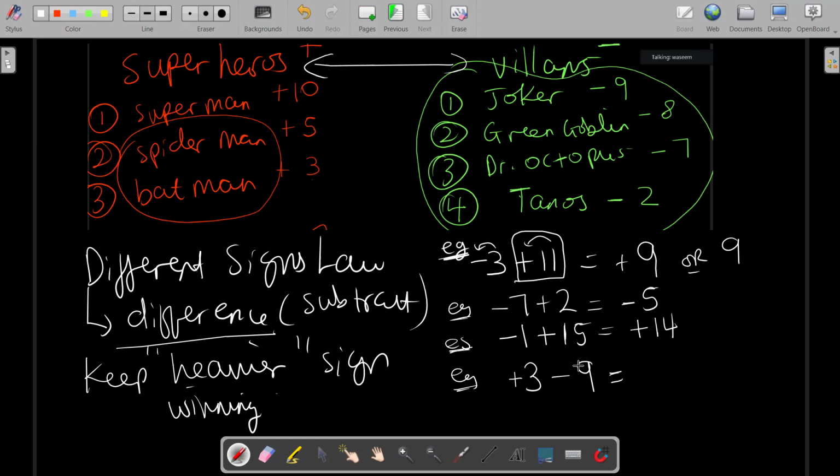And then realize different signs, so you're going to subtract. 9 take away 3 is 6. You keep the heavier sign. This is the heavier sign here, so minus 6 is correct. Right. Let us go back to the example.